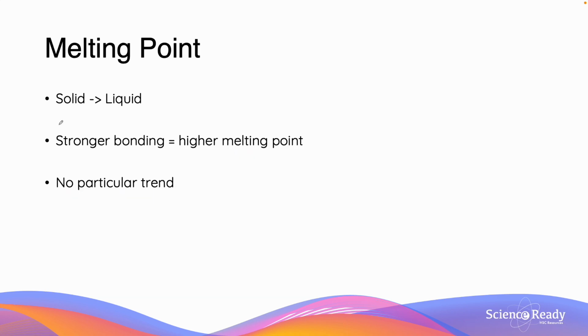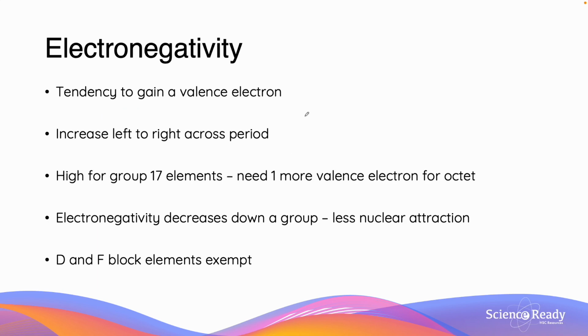So the melting point is the temperature at which a solid turns into a liquid. The stronger the bonding, the higher the melting point, and we'll talk more about bonding in the bonding section. Again, there's no particular trend in the melting point of substances. Generally, elements which are solids at room temperature will have a high melting point.